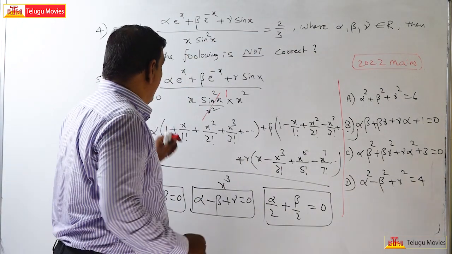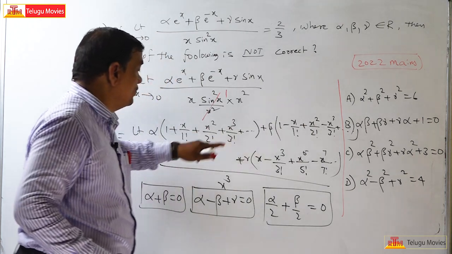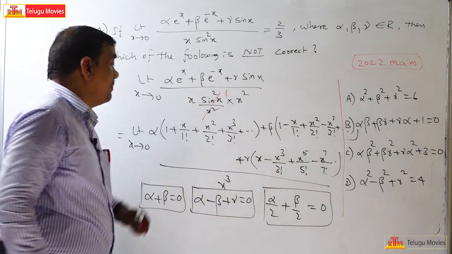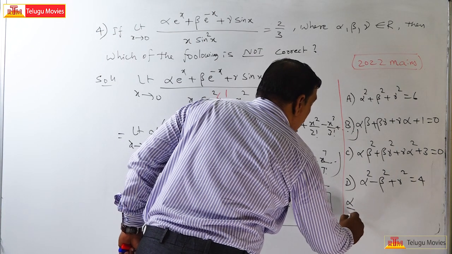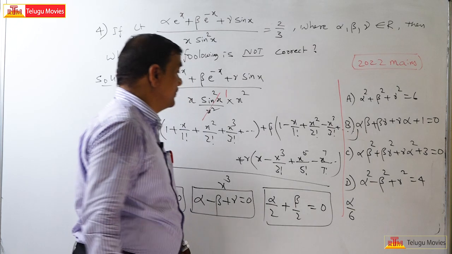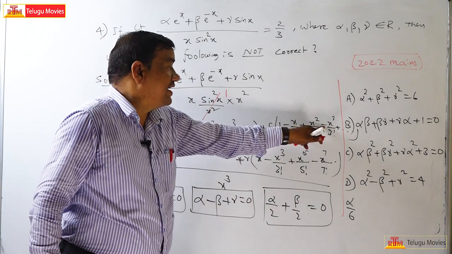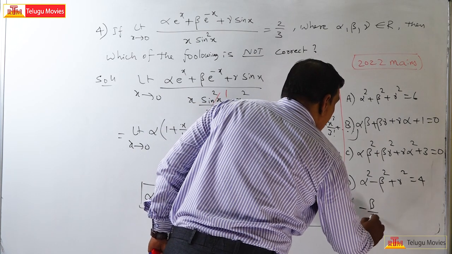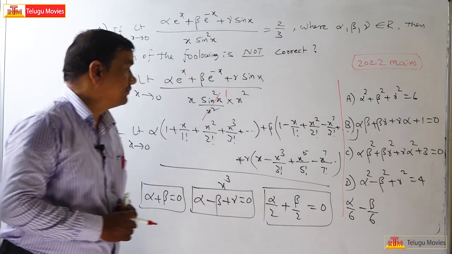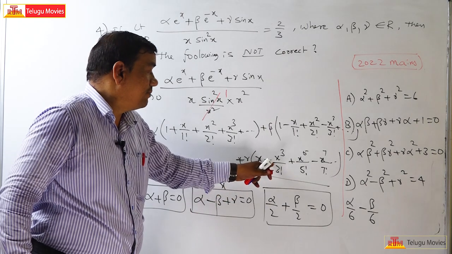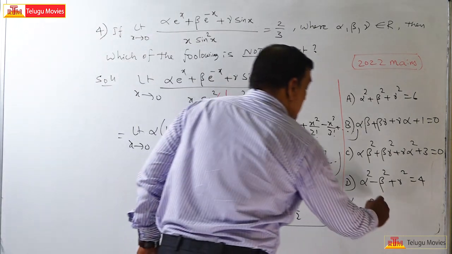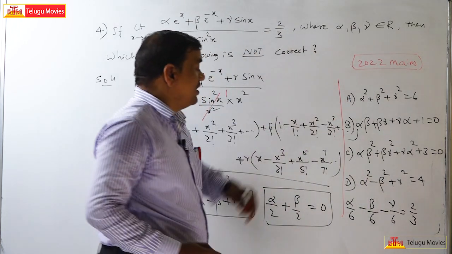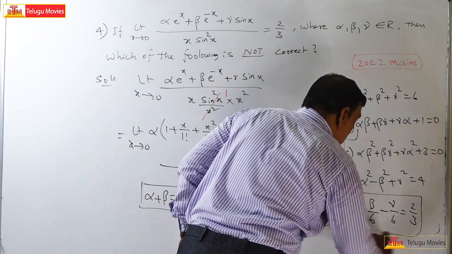Once again I will tell. Here x cube, so what remains becomes 0. That is alpha by 6. Here minus 3 factorial, that means minus beta by 6. So here minus gamma by 6 is equal to 2 by 3, the limit value given. So this is the one relation we got.